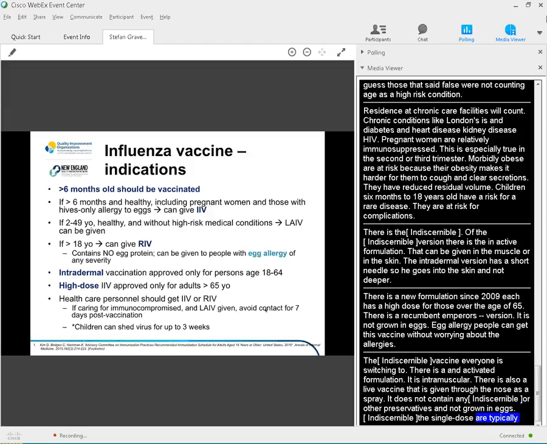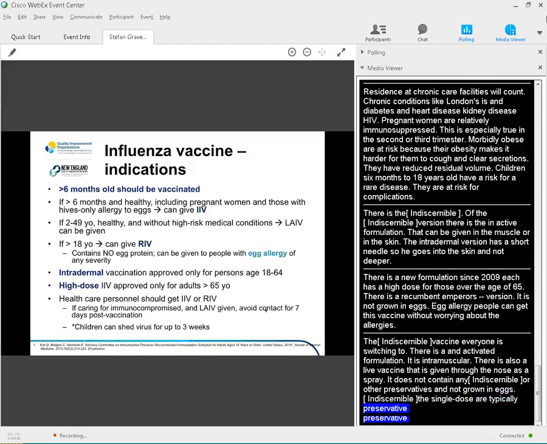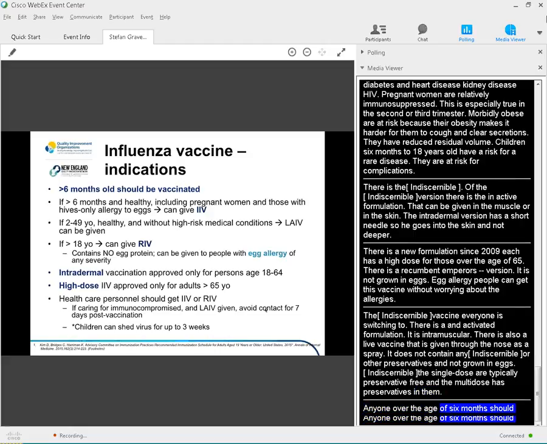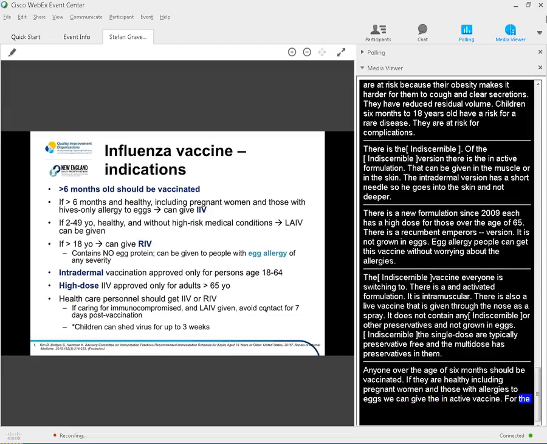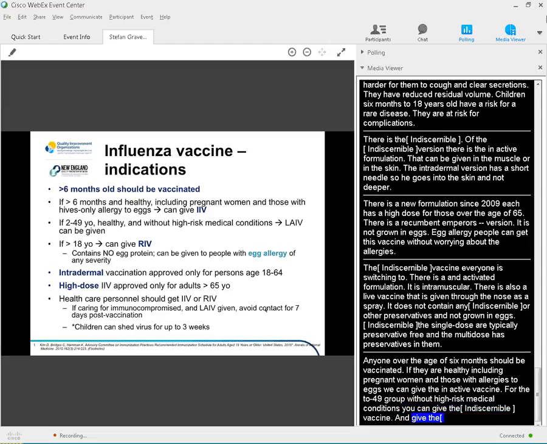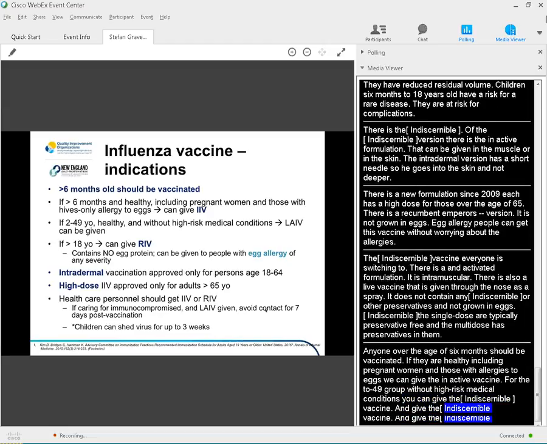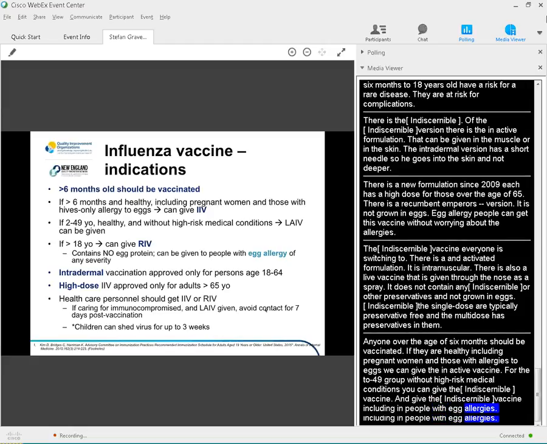So anybody over the age of 6 months should be vaccinated. If they're healthy, including pregnant women and those with hives-only allergy to eggs, you can give the inactivated vaccine. For the 2 to 49-year-old group, without high-risk medical conditions, you can give the attenuated vaccine, or give the recombinant vaccine, including in people with egg allergy. For intradermal, age 18 to 64, for high dose, greater than 65. And healthcare personnel can get the inactivated vaccine, IIV3 or quadrivalent, or the recombinant vaccine.